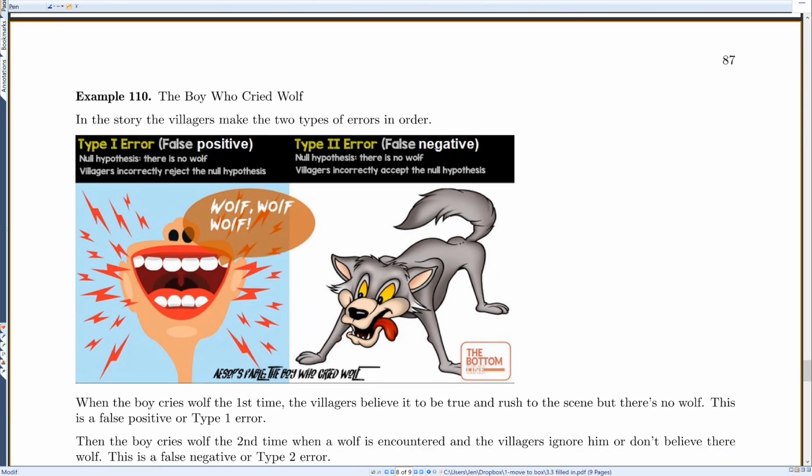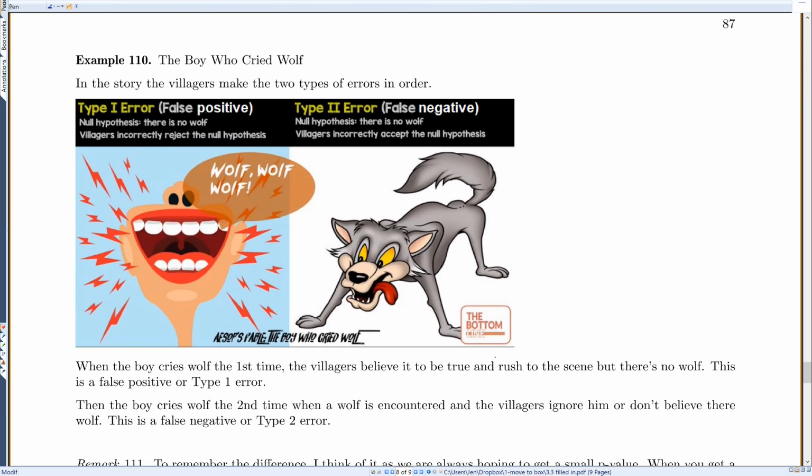These are just a few different mnemonics, so you can hopefully find one that works for you. So apparently a common one is the boy who cried wolf. So in the story, the villagers make the two types of errors in order. So the null hypothesis is that there's no wolf. That's the status quo, dull, nothing exciting is happening. The alternative is that there is a wolf.